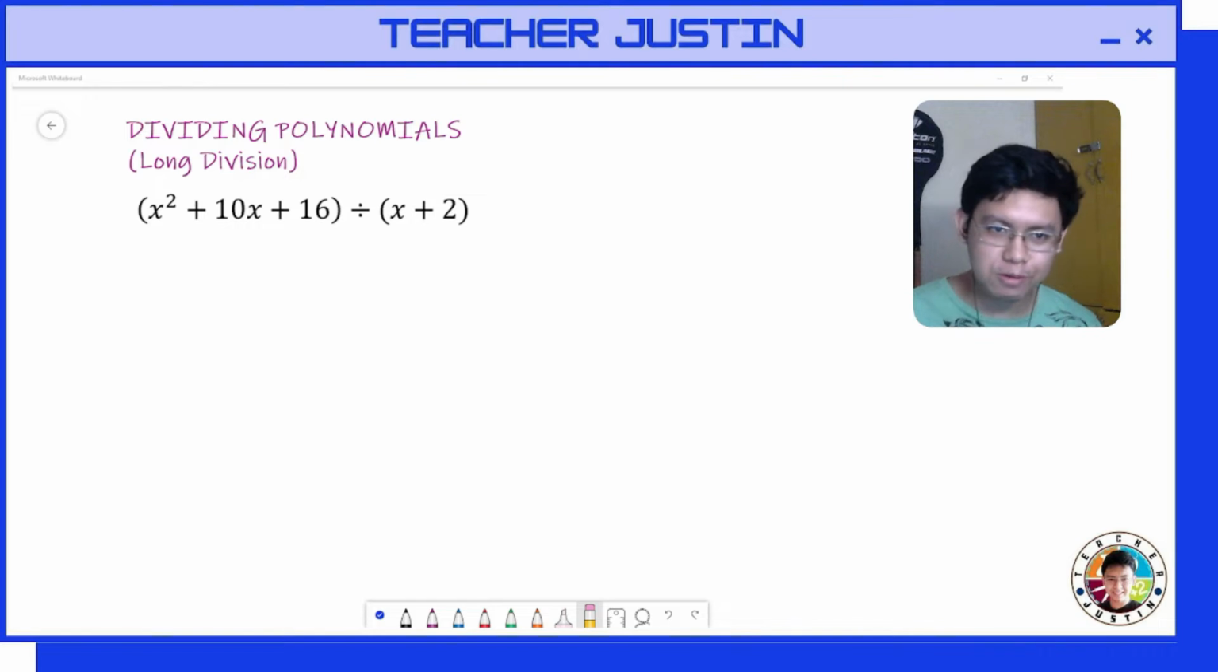On today's topic, we're going to talk about dividing polynomials using long division. So let's have one example. For example, we're going to divide x squared plus 10x plus 16 by x plus 2.